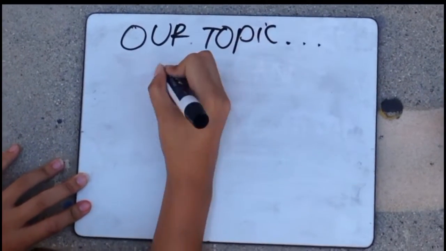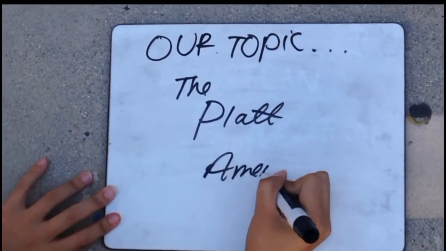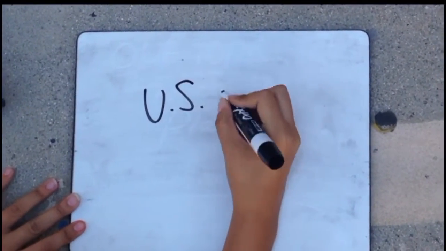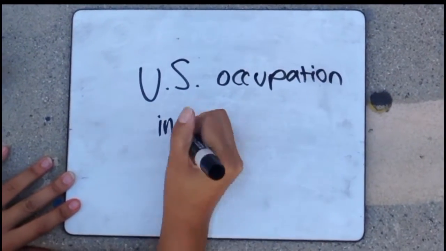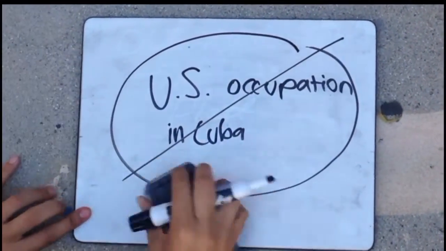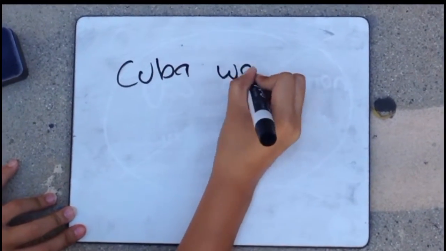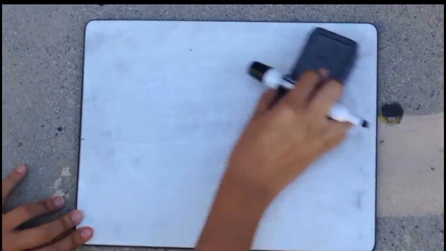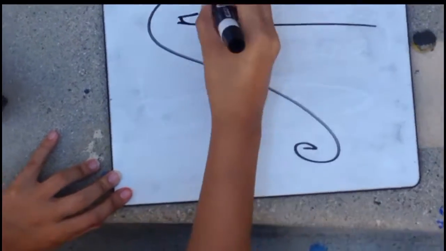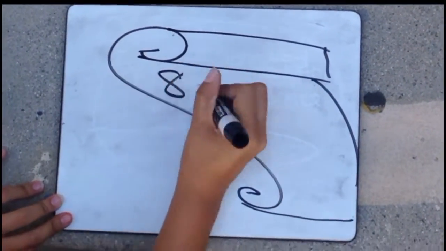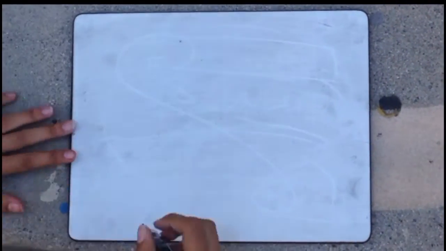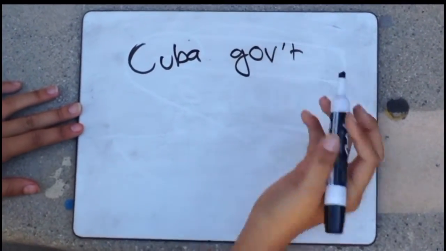Hey guys, welcome back. Today our topic is American imperialism, but what we're really going to focus on is the Platt Amendment and what it actually is. The Platt Amendment is about the ending of U.S. occupation in Cuba, because Cuba wanted to separate and gain their own independence. But before Cuba could become independent, there were 8 conditions the Cuban government had to agree to before the U.S. could withdraw our military forces.